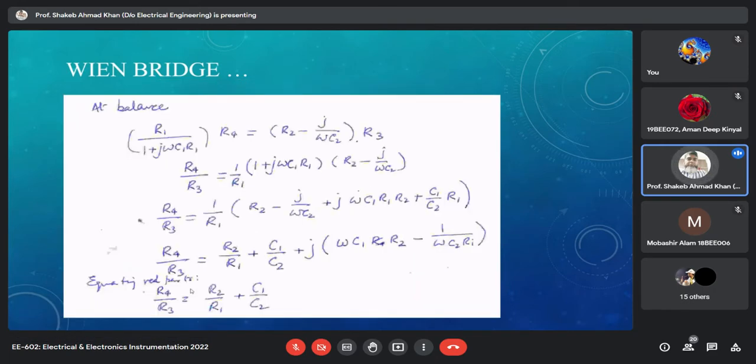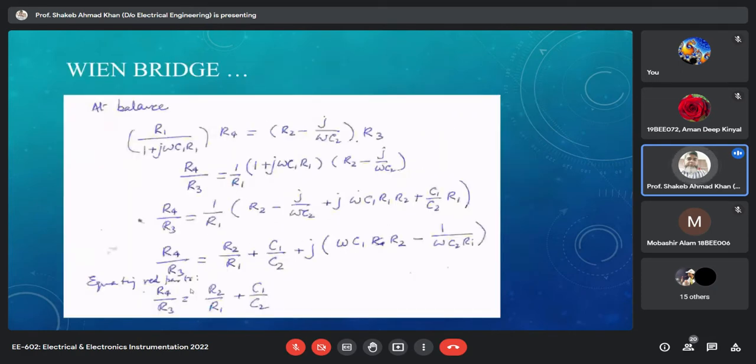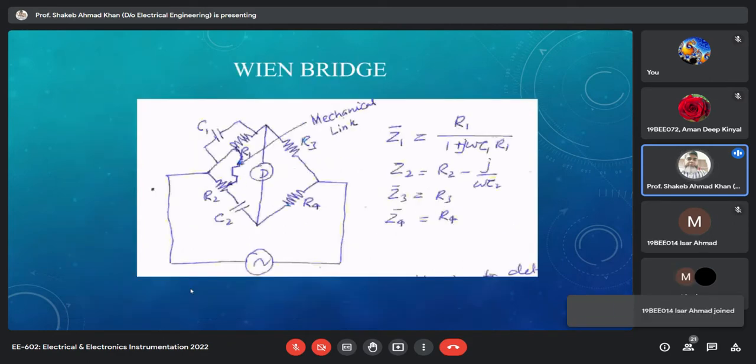Now, a few more things we'll discuss. As far as this bridge is concerned, because we want to know the frequency, obviously your frequency term will be present in the balance equation. It is a must. If your supply or unknown frequency signal source is monotone, meaning it is having only one frequency, only then this bridge will be balanced. And this is true not for this bridge only, but for any bridge where the balance equation is frequency dependent.